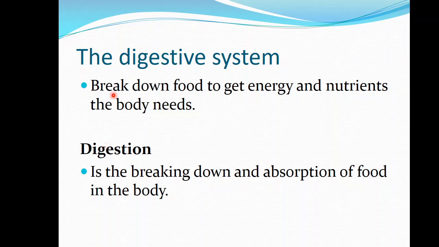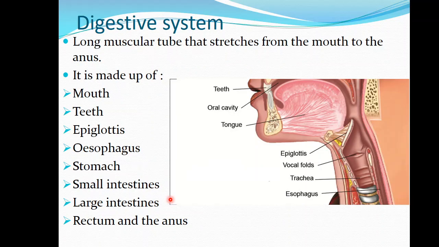Now, the digestive system. This is a system that is responsible for breaking down food to get energy and nutrients the body needs. So what is digestion? Digestion is the breaking down and absorption of food in the body.